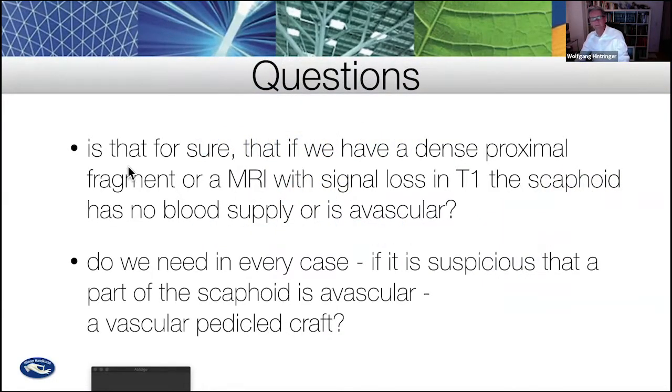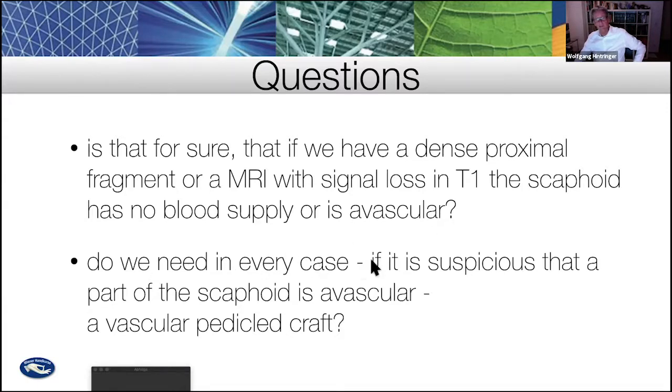So again, this question: is it for sure that if we have a dense proximal fragment, an MRI with signal loss in T1, the scaphoid has no blood supply or is avascular? Most people say, if I have in MRI a signal loss in T1, then I have an avascular situation and I need a bone graft. The question is, is that true?